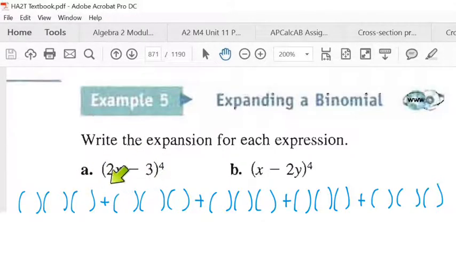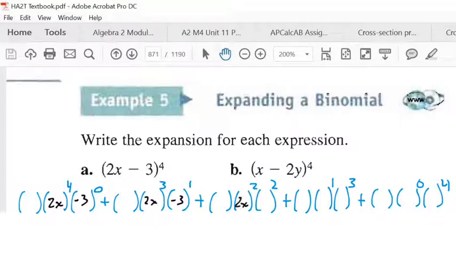Do you guys remember the power pattern for these? The first term counts down: 4, 3, 2, 1, then 0. And then the second term, the -3, is going to count up. So we start at 0, and then we go to 1, 2, 3, 4. So I could put my 2x right there, my -3 right there.